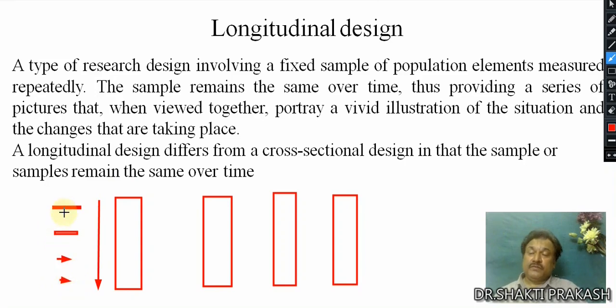Suppose these are the number of years. Year number 1, year 2, number 3, number 4. Then 2020, then 2015, then 2010, then 2005, then 2000, like that. And then you can compare the economic condition of that particular country, that particular state.